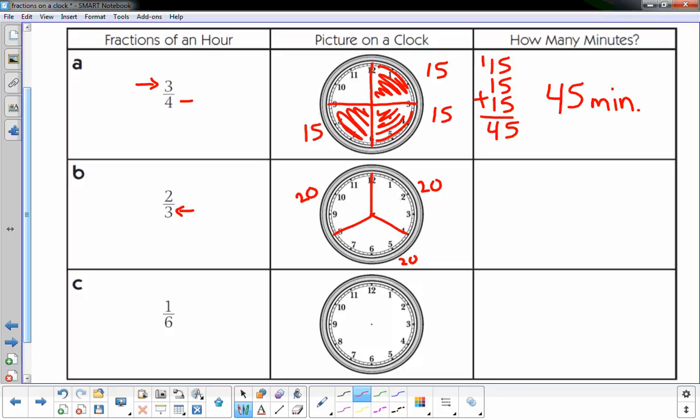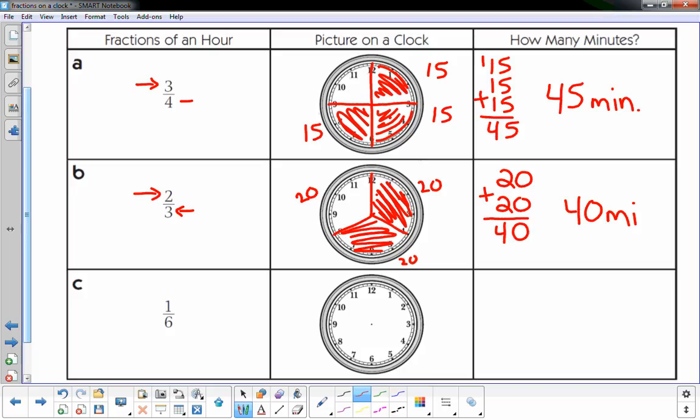The numerator, the top number, means you're going to shade in 2 of those 3 sections. So I'm going to shade this in here, and I'm going to shade this in here. I'm shading in 2 20-minute sections. So how much time is that? How many minutes is that? It's 40 minutes. 40 minutes. All right.